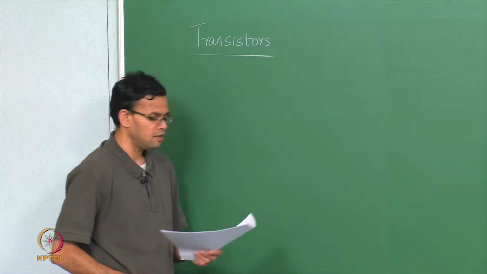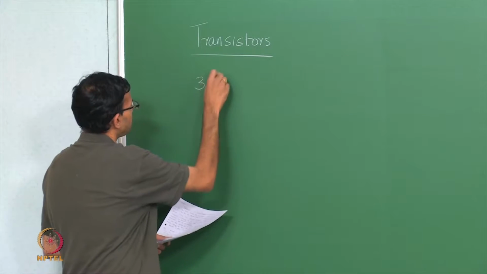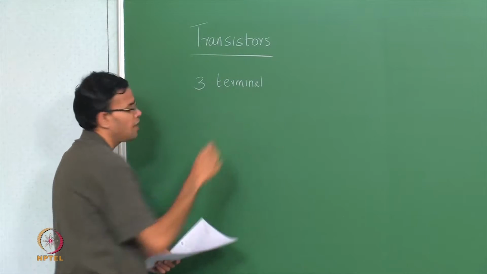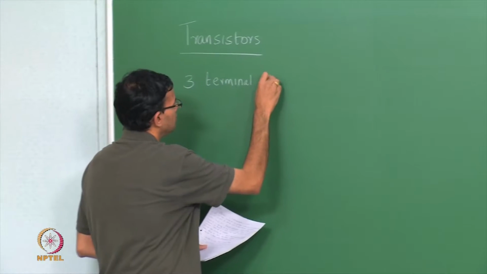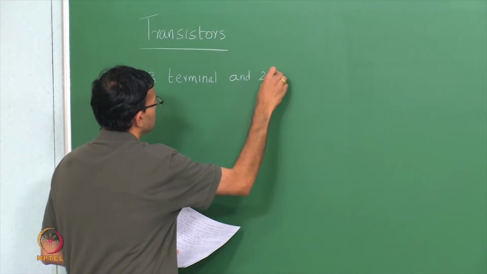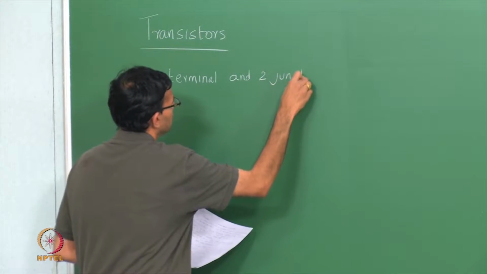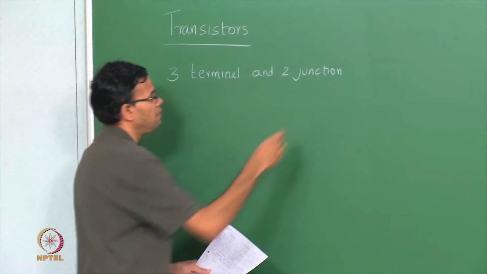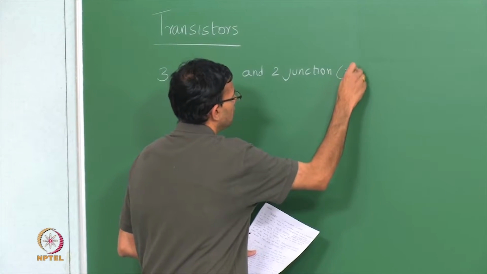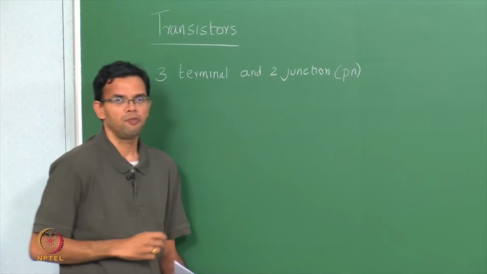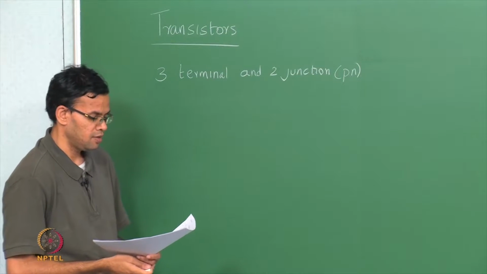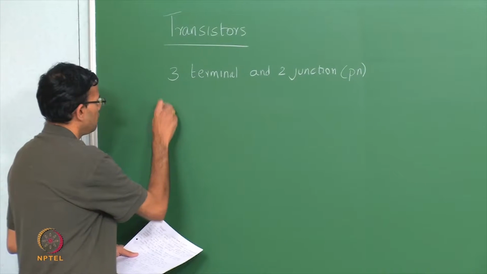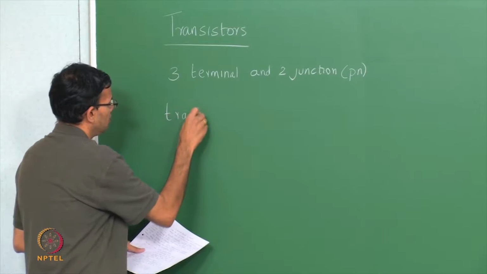A transistor is a three terminal and two junction device. When we mean a junction here, we mean a p-n junction, so that you have two p-n junctions in the device. The name transistor comes from the term transfer resistance.